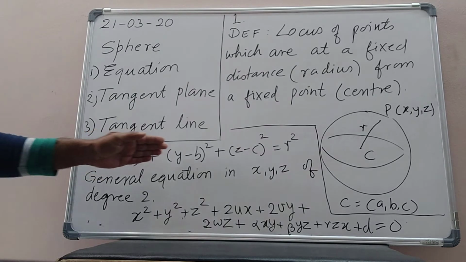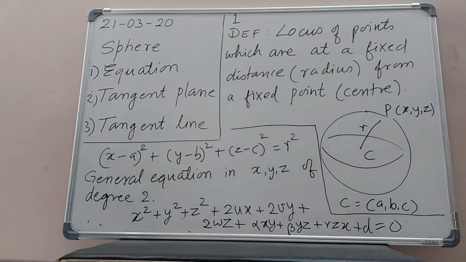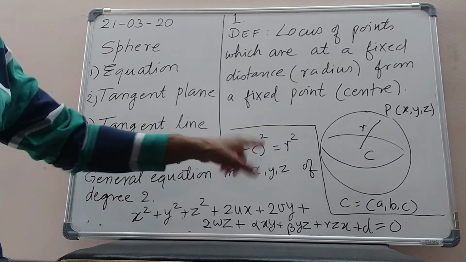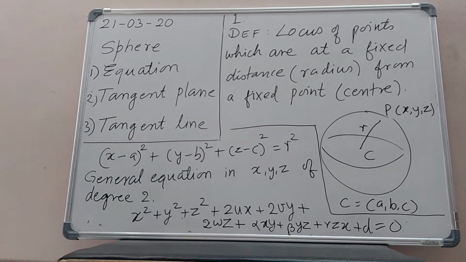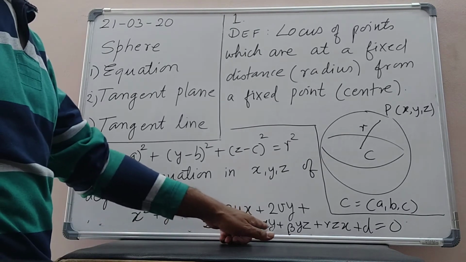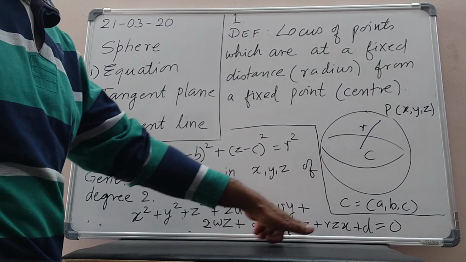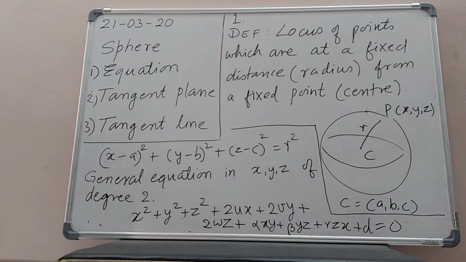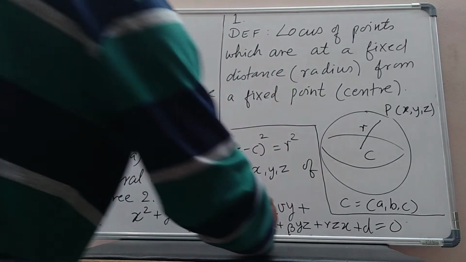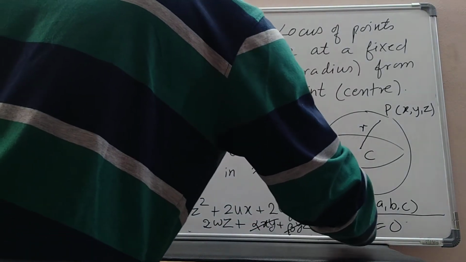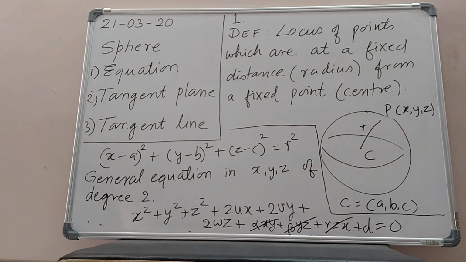So let us see what are the commonalities between these two equations. Now, if you expand the brackets on the left hand side, it is clear that terms of this kind, xy, yz and zx, are not appearing. So alpha, beta and gamma should be equal to 0. So such things should not exist. So mixed terms will not be there.